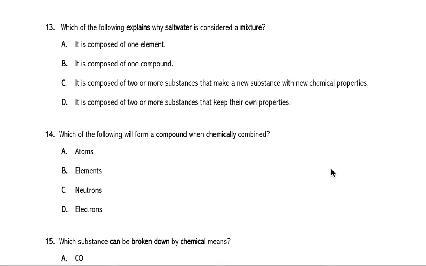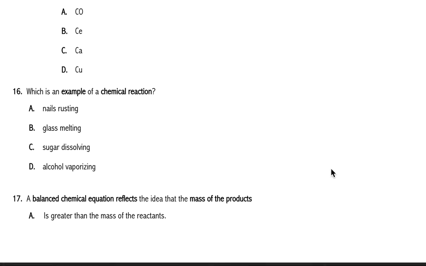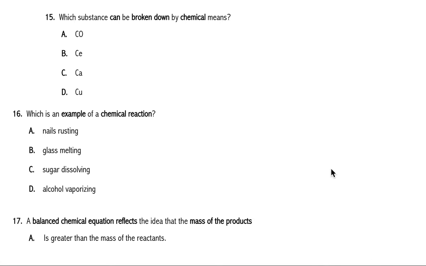Question 14. Which of the following will form a compound when chemically combined? A. Atoms. B. Elements. C. Neutrons. D. Electrons. Question 15. Which substance can be broken down by chemical means? A. CO, B. Ce, C. Ca, D. Cu.